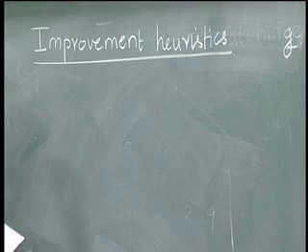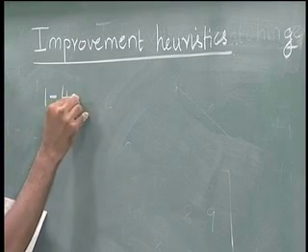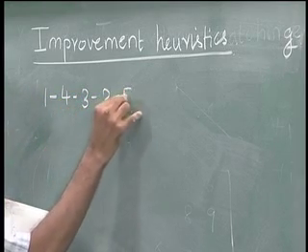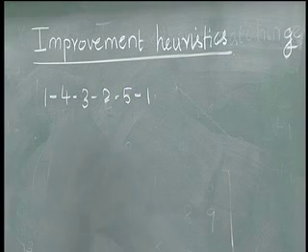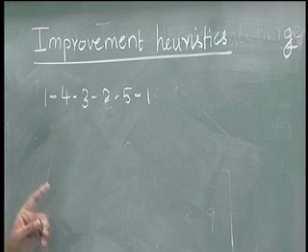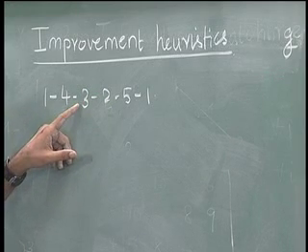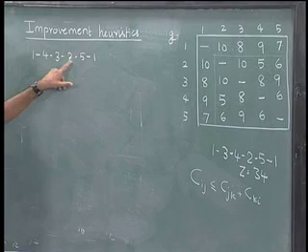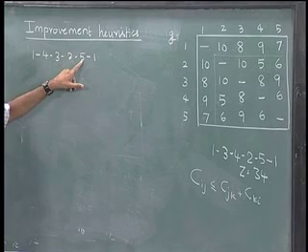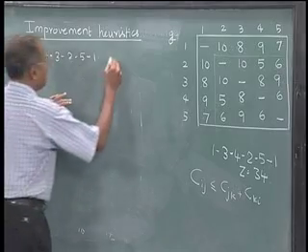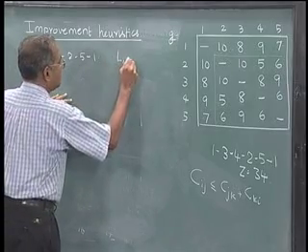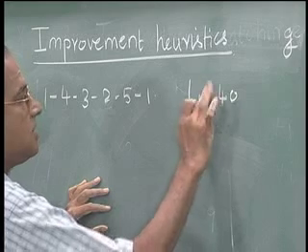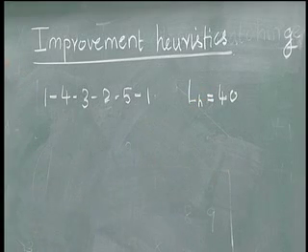Let us look at a solution 1, 4, 3, 2, 5, 1. Now, this solution has length: 1 to 4 is 9, 4 to 3 is 8, 17, 3 to 2 is 10, 27, 2 to 5 is 6, 33, and 5 to 1 is 7, 40. So, L is equal to 40. Now, can we improve this further?